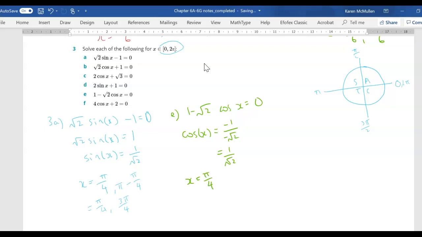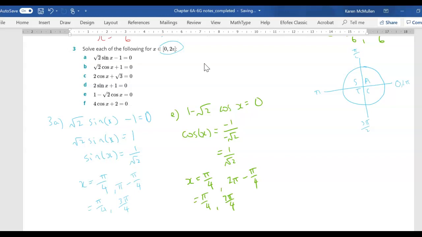All right, so in your first quadrant, cos is positive, so we've already got that solution. And then in the fourth quadrant, so we're going to go 2 pi minus pi on 4. All right, so 8 pi on 4 minus pi on 4 is 7 pi on 4. All right, so they're your two solutions.